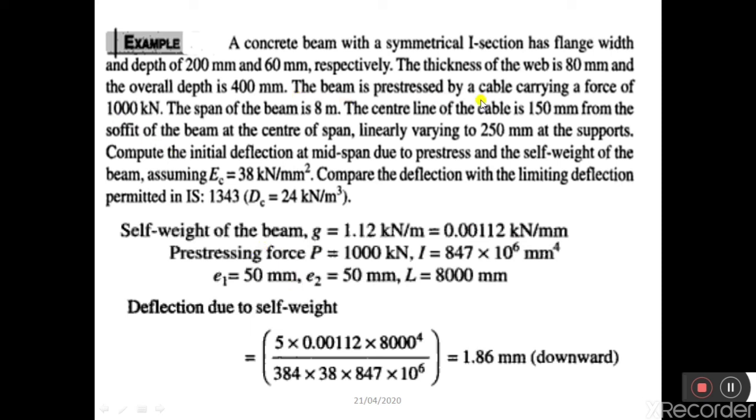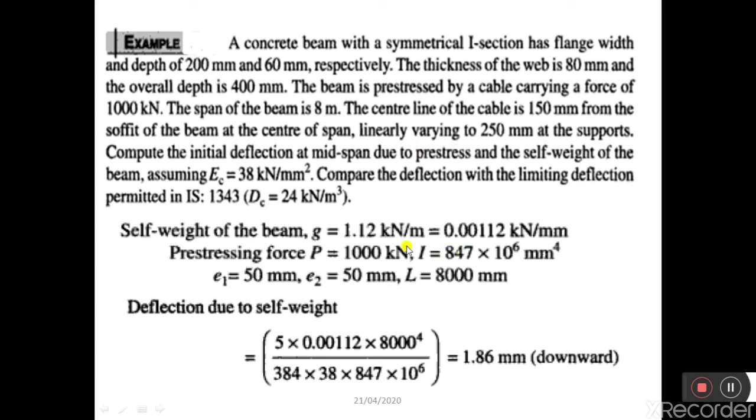So pre-stressing force is given, it is 1000 kilonewton. So the beam is pre-stressed by a cable carrying a force of 1000 kilonewton. It is given, that is P is equal to 1000 kilonewton. Moment of inertia. So it is an I section. So first I will consider the I section as a rectangular section. So I will take it as capital B D cube by 12 minus, in that whole rectangular section I will deduct two rectangular sections on either side.